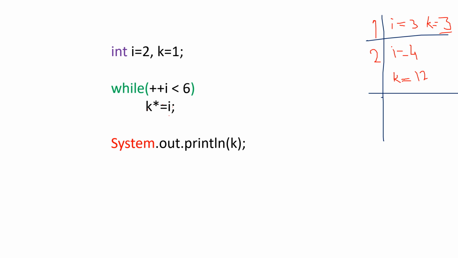In the third iteration, we will see that I is equal to 5. So we get I as 5. Then we get k. So k was 12. So 12 times I, which we got as 5. 12 fives are 60. So k is equal to 60.